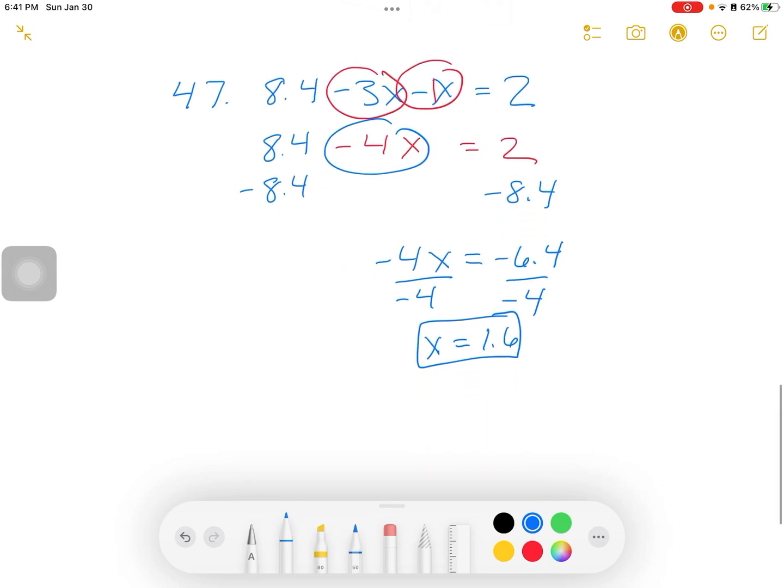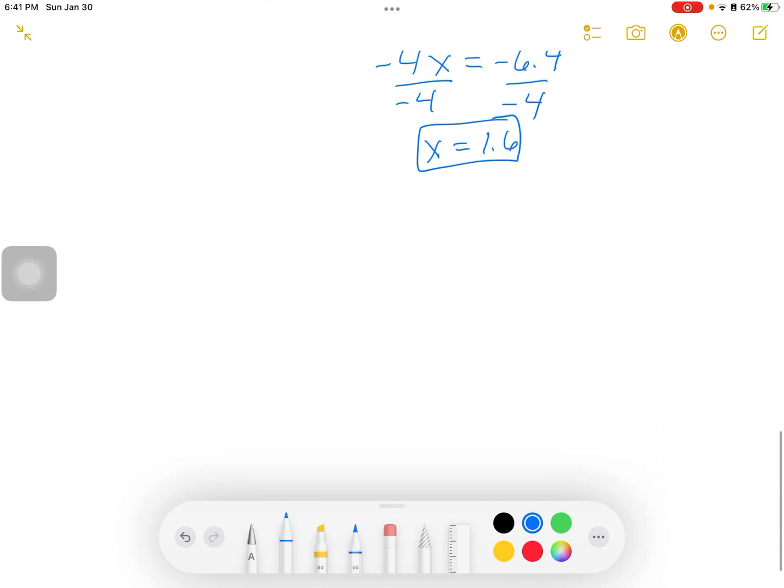And so again, I'd write out my check. I'm going to put it in my calculator as I walk through the check with you, but I would do 8.4 minus 3 times 1.6 minus 1.6. And I got 2, so then I know that I would be correct.